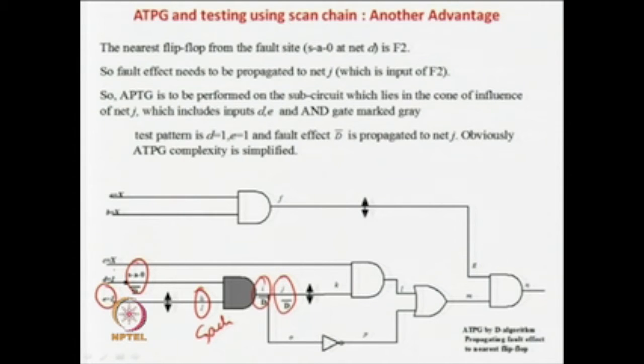So, what is this? The fault effect needs to be propagated to net J only, which is the input of flip flop 2. ATPG is performed with the sub circuit which lies in the cone of influence of this one, which is only the small part. Okay, and pattern D equal to 1 will do your testing. So, your job is done. Obviously, this is a very simple approach, and I can say that your combinational circuit ATPG complexity has been reduced greatly. So, that is the thing.